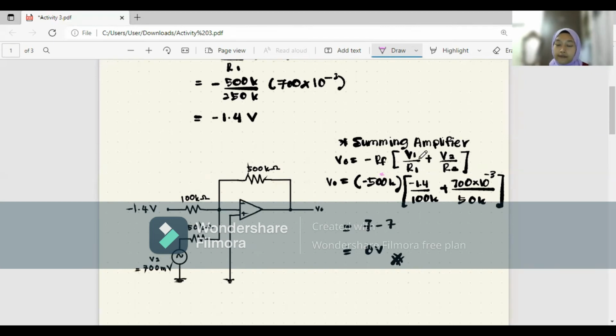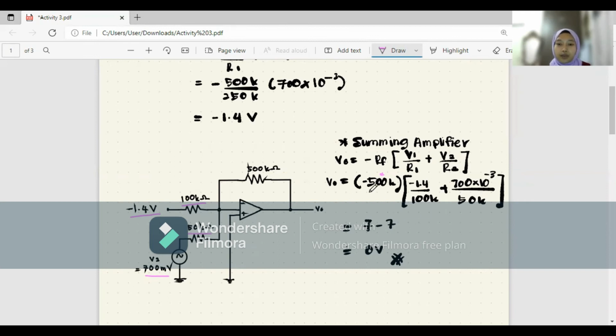And then we have V1. V1 is the first input voltage in the summing amplifier, which is negative 1.4 volt. Substitute and put it here. And then we have R1. R1 is for the first input, which is 100 kilo ohm. For V2, V2 is the second input voltage for the summing amplifier, which is 700 millivolt. So we must omit the milli, so times 700 with 10 to the power of negative 3. And then for R2, the resistor is 50 kilo ohm.